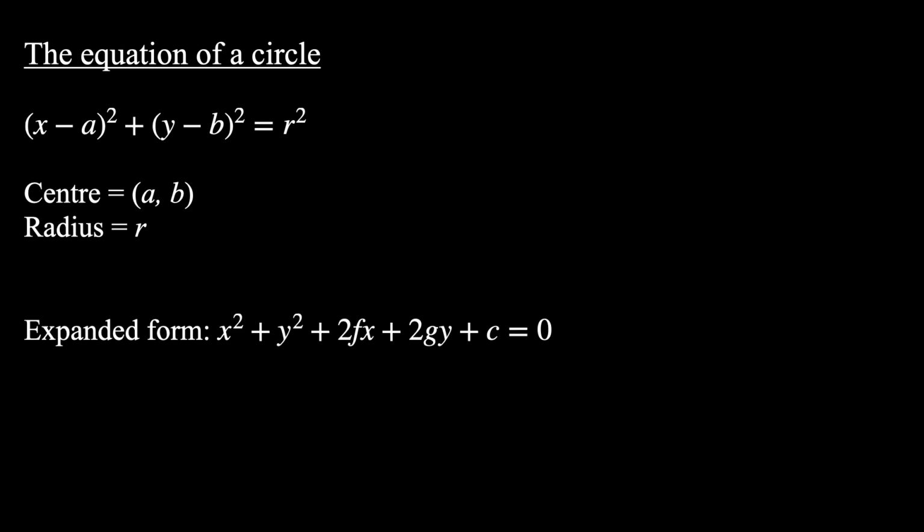You can also have what's called the expanded form of the equation of a circle, and it looks like this: x² + y² + 2fx + 2gy + c = 0.